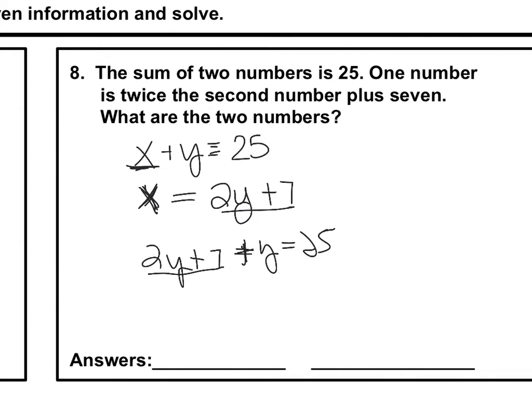So combine your like terms. 3y plus 7 equals 25. 3y equals 18 after subtracting 7. So y equals 6.